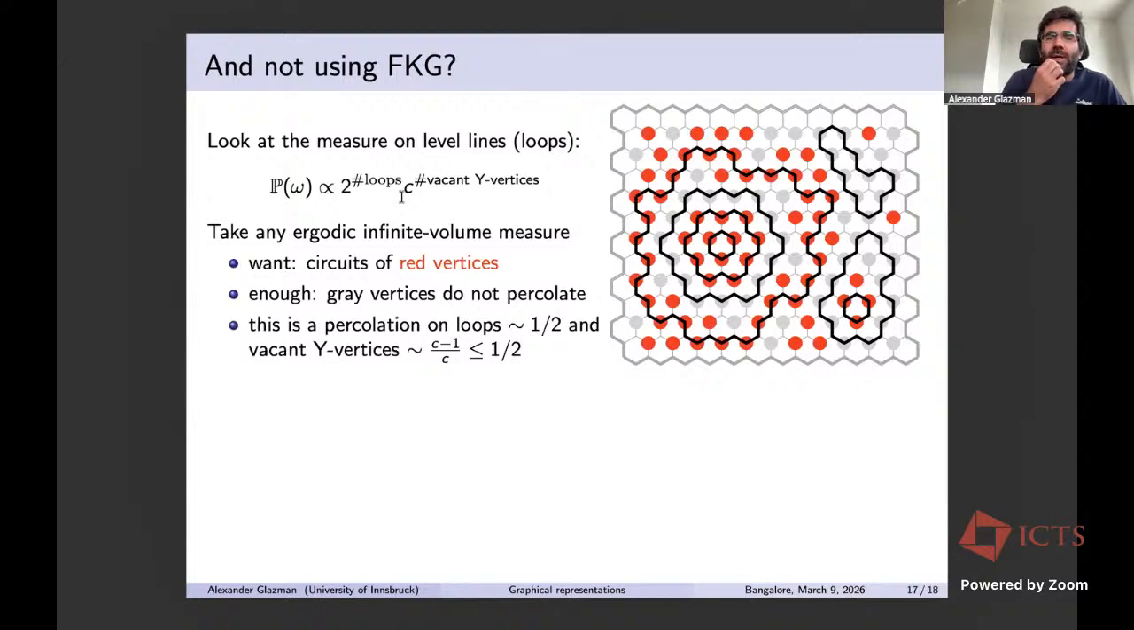So the point is that the key to proving delocalization was to prove the existence of circuits of red vertices, because they decouple interior from exterior. So if you have infinitely many of them, eventually you will have delocalization, because for each of them you can flip the height inside compared to outside. But to prove that circuits of red vertices exist, it's enough to prove that the other ones do not percolate. Then by duality, you have the statement.